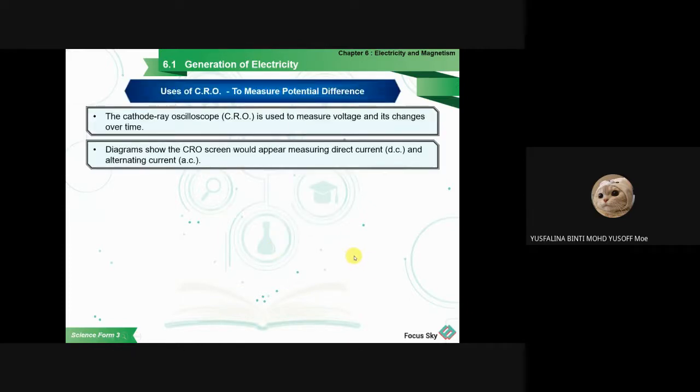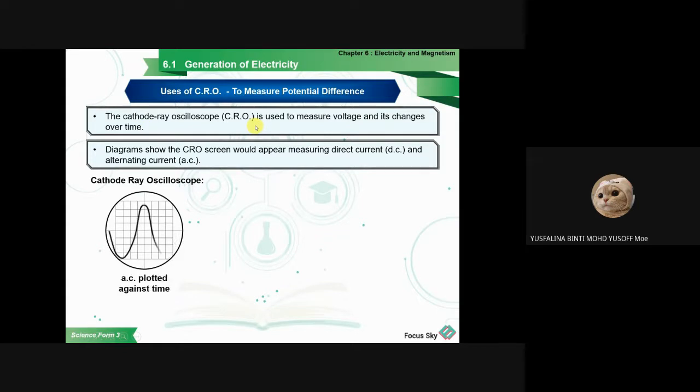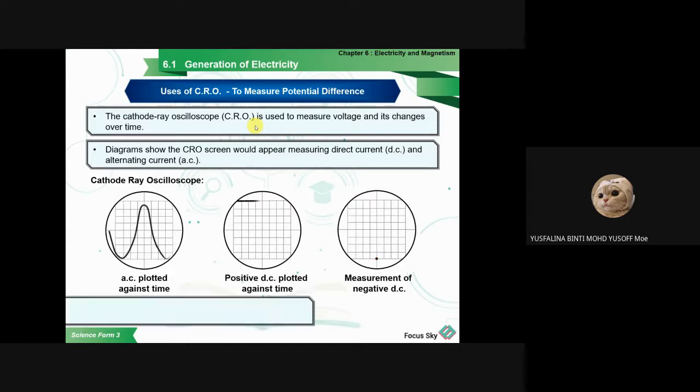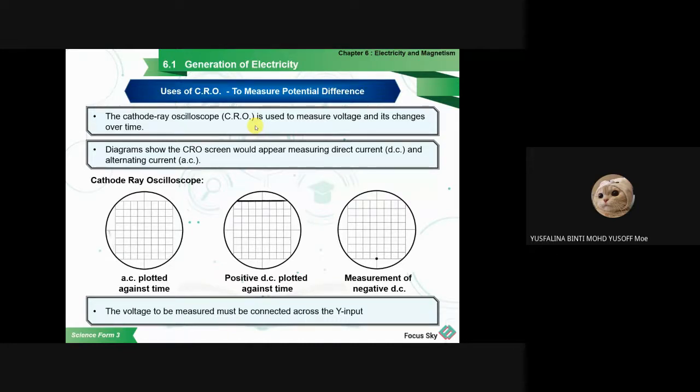Okay, so this is the uses of CRO to measure potential difference. So I already taught you how to measure the voltage here. Okay, and this changes over time. So this is the alternating current, and this one is a direct current. Already also I showed you in the video. Okay, and this one is a negative DC. So if you put the wrong terminal, it will become the negative part like that. So the voltage to be measured must be connected across the Y input. Okay, Y gain knob.